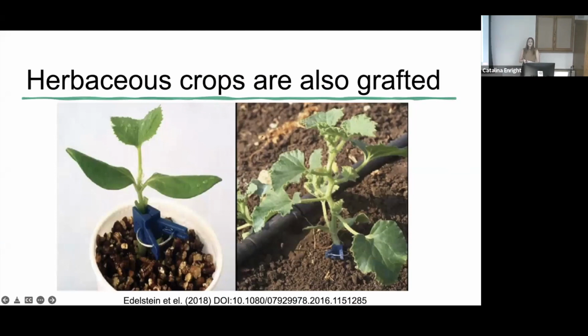And more recently, it's also used in the propagation of herbaceous crops. Cucurbits were the first that were used in this way. And in a lot of East Asia, almost all cucurbits are grafted to pumpkin rootstocks because it allows them to be resistant to certain diseases present in the soil, like fusarium wilt.